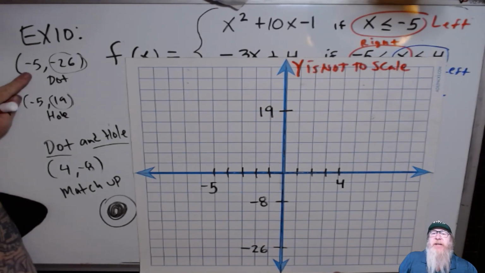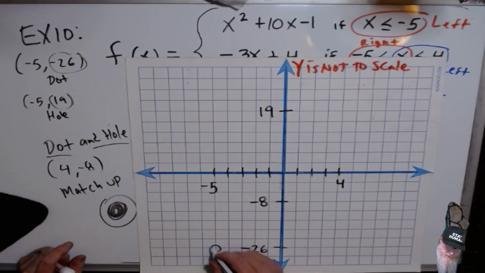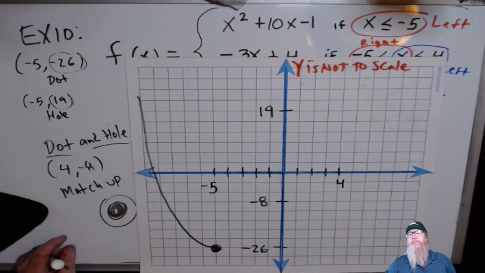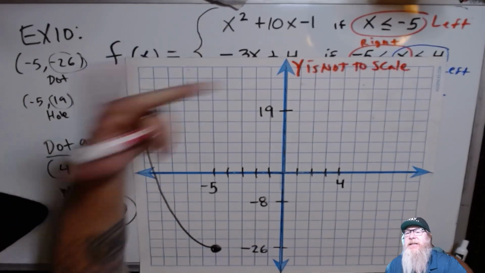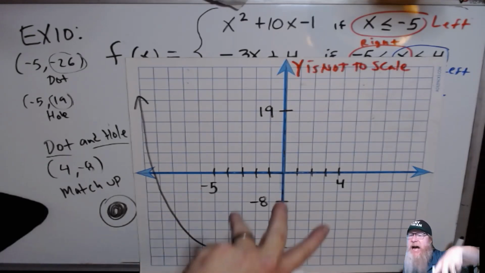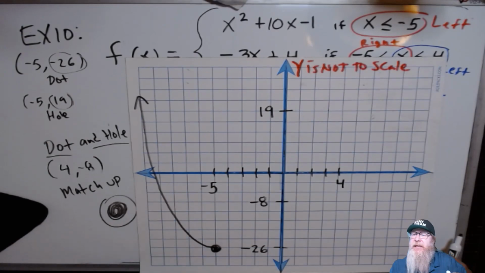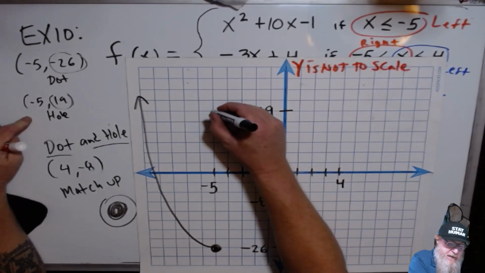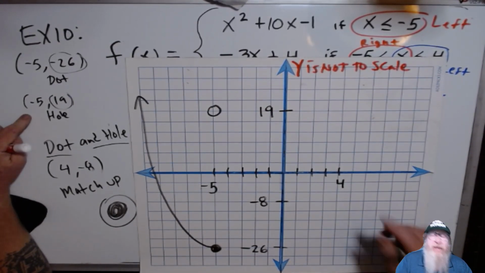All right, so we have a dot at negative 5, negative 26. So down here, solid dot, and we have a parabola. It's pointing up because it's positive x squared, as opposed to if it was negative x squared or negative 5x squared or any negative number coefficient, then that would be upside down. Again, algebra, it's always around us. Then we have a hole at 19.